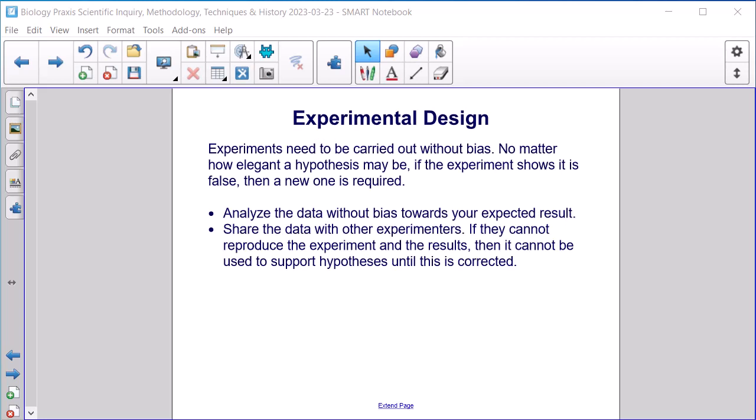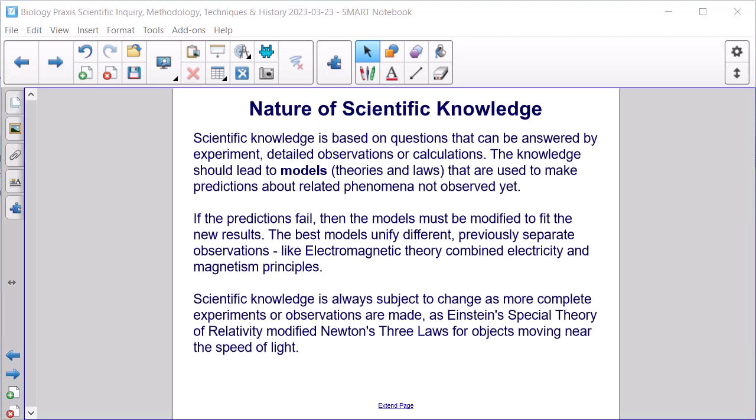Analyze the data without bias towards your expected result. Share the data with other experimenters. If they cannot reproduce the experiment and the results, then it cannot be used to support hypotheses until this is corrected. Nature of scientific knowledge.